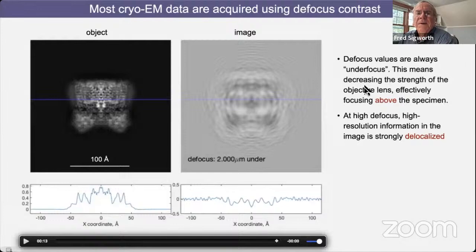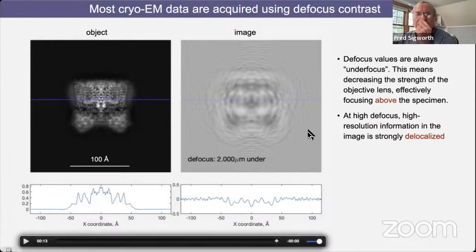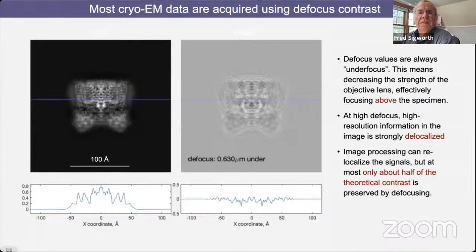We defocus in a way that's called underfocus, and I'll tell you why later. At high defocus, the high resolution information is strongly delocalized. But at high defocus, the low resolution information comes through much more strongly, and it's easier to, say, pick particles when you have lots of signal from using a high defocus.